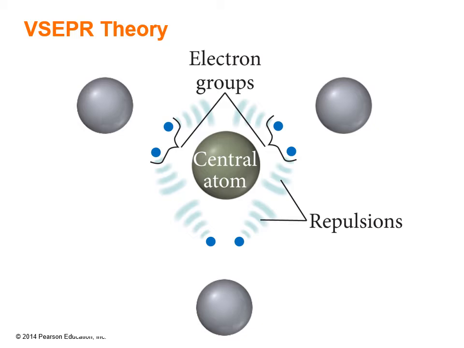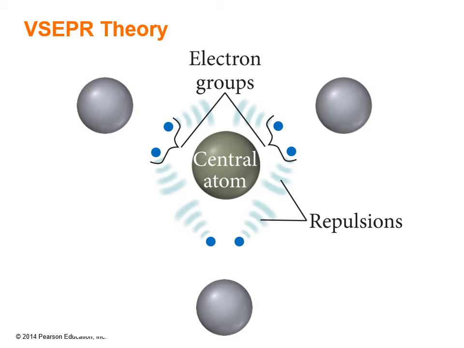Chapter 10 focuses on the information that we can gain from drawing Lewis structures, mainly the shape and polarity of our molecules. We'll also look at hybridization and the types of bonds that are formed. When we draw Lewis structures, we are identifying where the electrons are found in our molecule. This helps us to identify electron groups, which are either bonds or lone pairs.